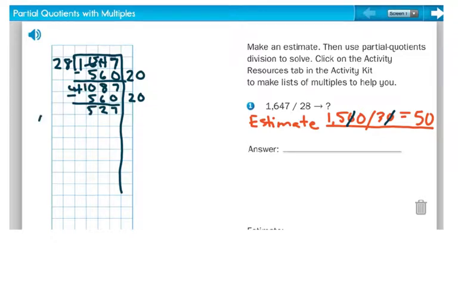Can I do it 20 times again? Well, that was 560, but I can't do that again, so I have to go by tens. 10 times 28 is 280. Go ahead and subtract. Can I do it 10 times again? No, I can't. So now I have to figure out it's less than 10.